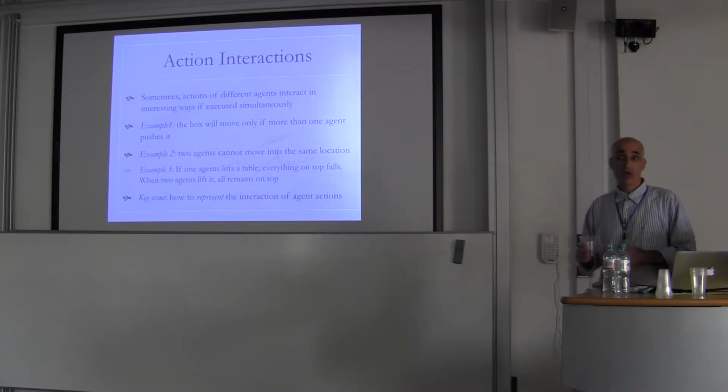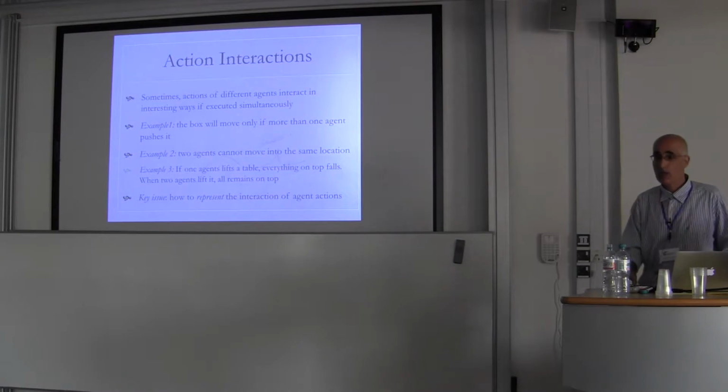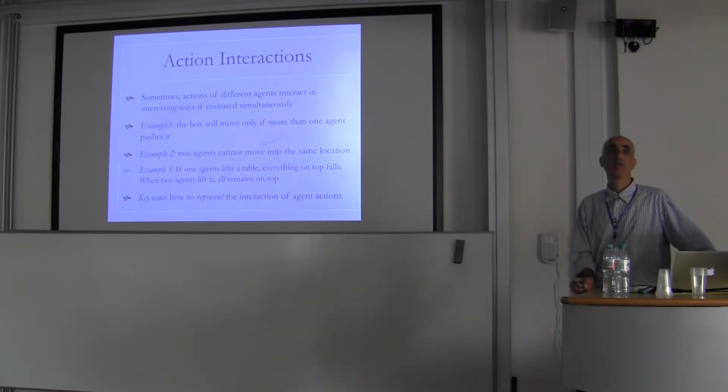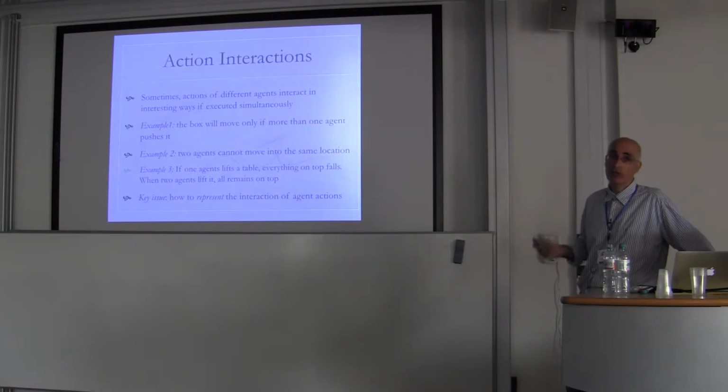So, this is about privacy. Agent interaction. I mentioned this initially in the list of things. So, for instance, we have two agents and a big box that can only be pushed if two agents push it. And maybe if one agent pushes it, he will hurt his back. So it's a bad idea for one agent to do that. Two agents cannot move into the same location. If one agent lifts the table, everything falls off the top. But if two agents lift the table, it remains.